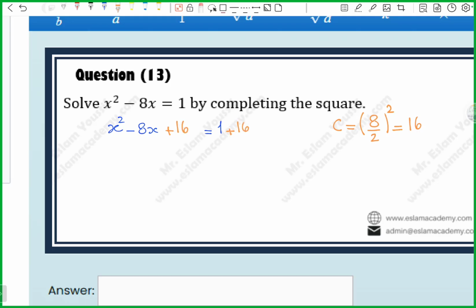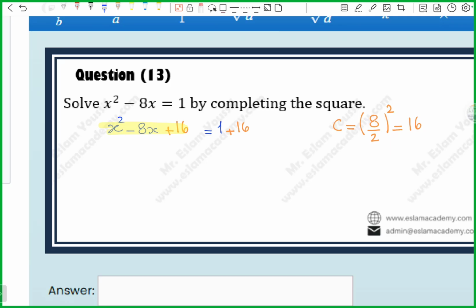Any problem? No. Now, is this expression a perfect square trinomial? How do I know that this expression is a perfect square trinomial? You remember how we can find if this expression is a perfect square?